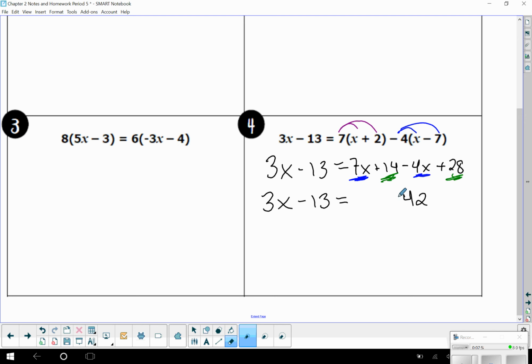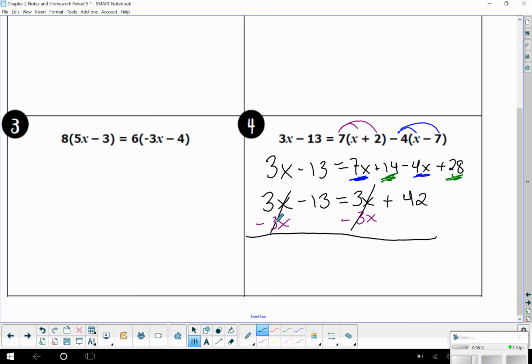Let me get rid of this. Rewrite it. So 7x minus that should be 3x plus that. So let's combine. I'm going to bring this over this way. Those cancel. I get negative 13 equals 42. Well, I don't know about you, but in my pocketbook or my bank account, having $42 and owing $13 is not the same. Not the same at all.